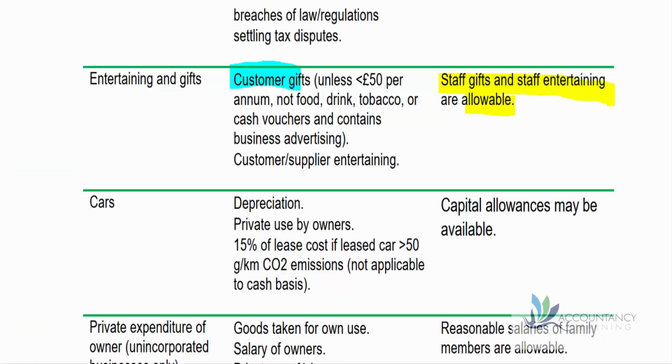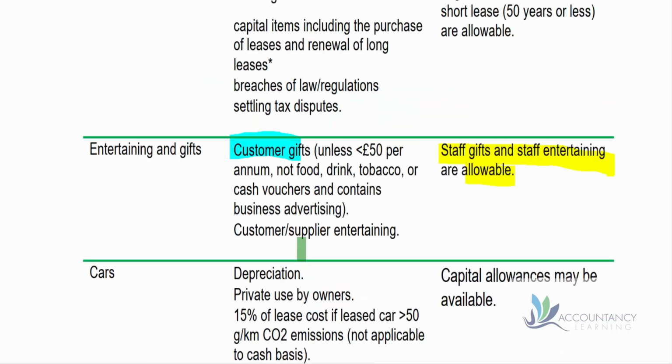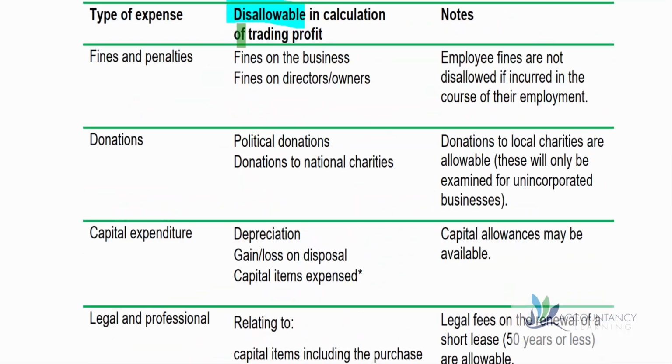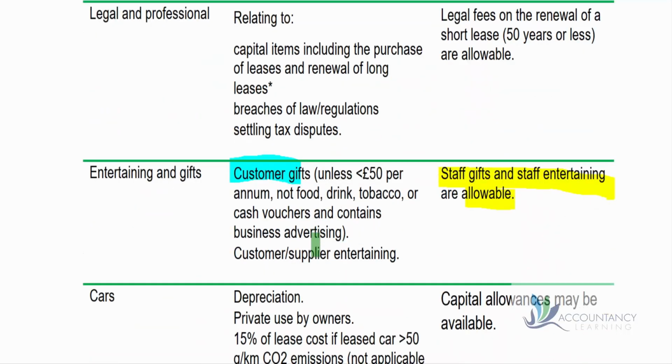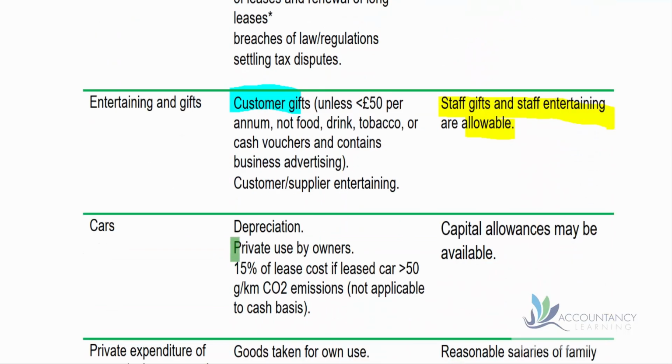In the reference materials, there's a section on cars, and in the column, which remember is the disallowable column, what's disallowable? Any cars where there is private use by the owners. Also, 15% of a lease cost is disallowable if there's more than 50 grams per kilometre carbon dioxide emissions. But that's not relevant in this case because we only have 45 grams.